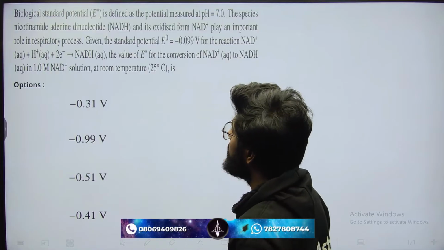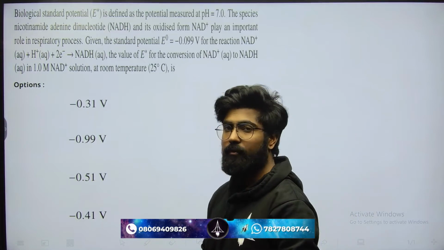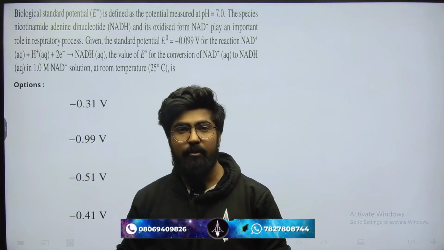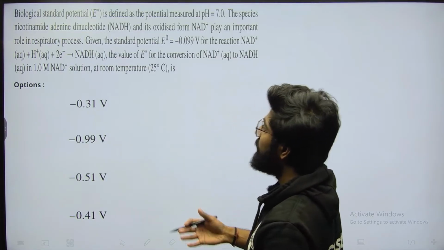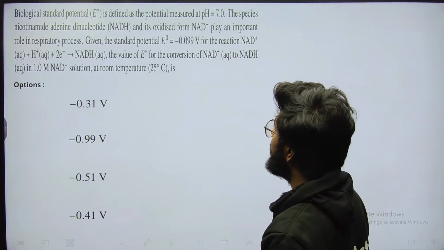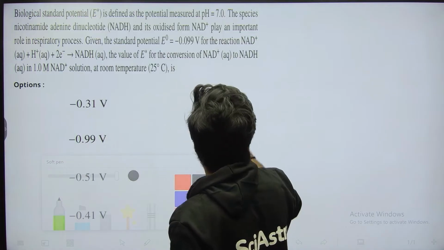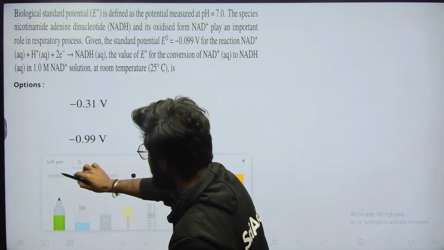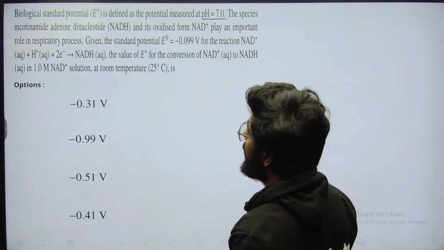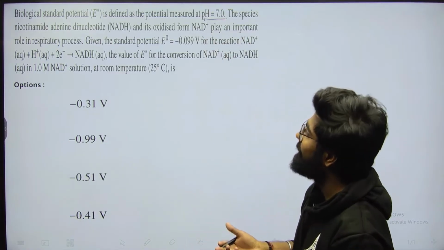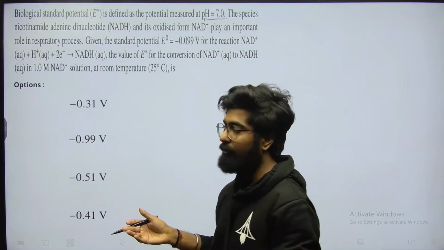In this question, they have given a very dramatic language that you might get confused about whether this question belongs to biology or chemistry. So let's just read it out. Biological standard potential E star is defined as the potential measured at pH 7, that you need to highlight because pH 7 is a very important parameter that they have given here. The species nicotinamide adenine dinucleotide, right? See, I am not a biology fan, so basically this happens.